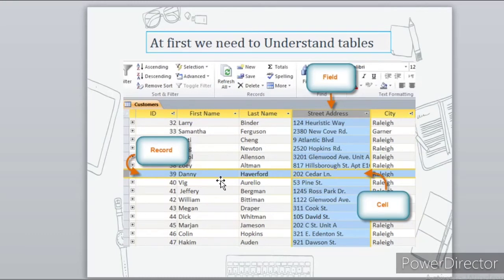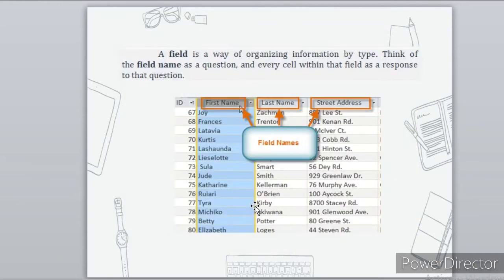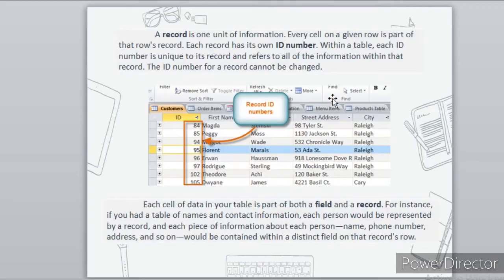A field is a way of organizing information by type. Think of the field name as a question and every cell within that field as a response to that question. In our example, the last name field is selected, which contains all the last names in the table. Think of the field name as a question and every cell within that field as a response to that question. This is the field names. First name, last name and street address are the field names.